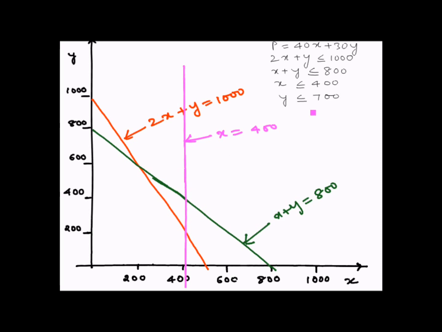Now the fourth line is y is equal to 700. Again, this doesn't have any x-intercept, so this line is going to be parallel to the x-axis and a y-intercept of 700. So let us draw this line.